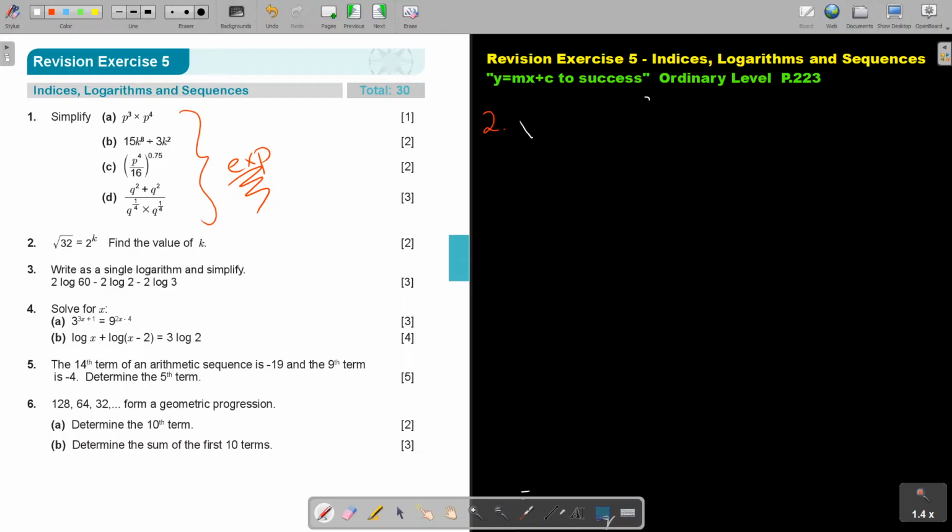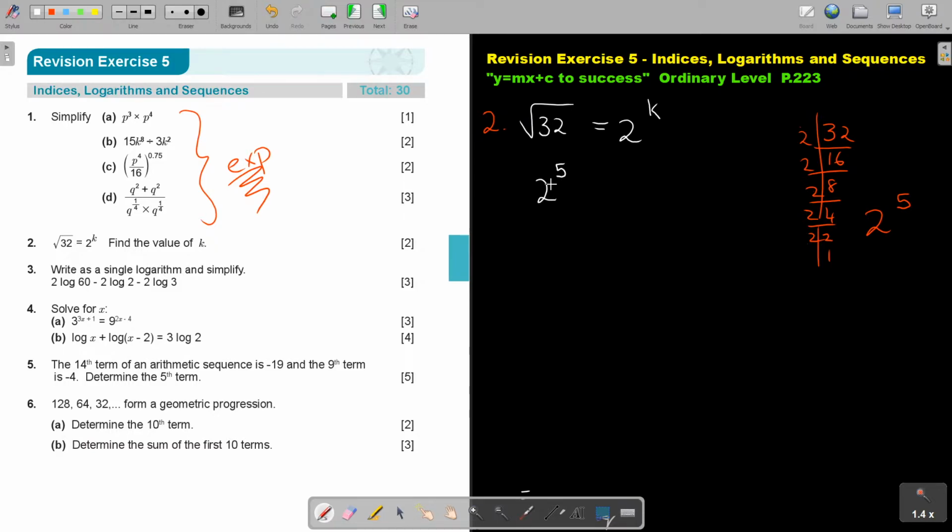Then I'm just going to say 3, 2, okay? And it's going to be 2 to the power of k. Okay, and now 32, and I always said the golden rule in indices is to break it up into prime factors. So you say 2 into 32 is 16, 2 into 16 is 8, 2 into 8 is 4, 2 into 4 is 2, 2 into 2 is 1. That's 1, 2, 3, 4, 5. So it's 2 to the power of 5.